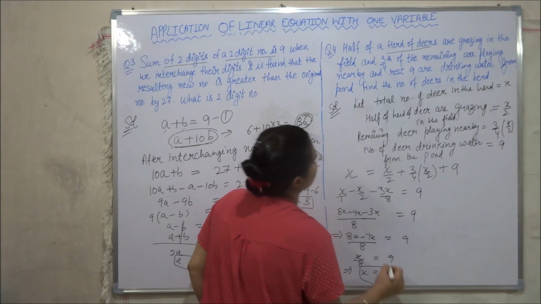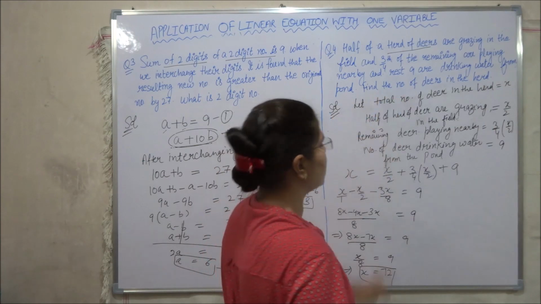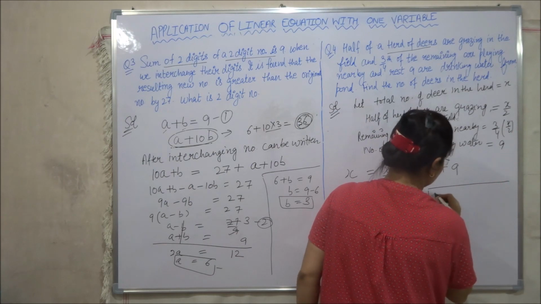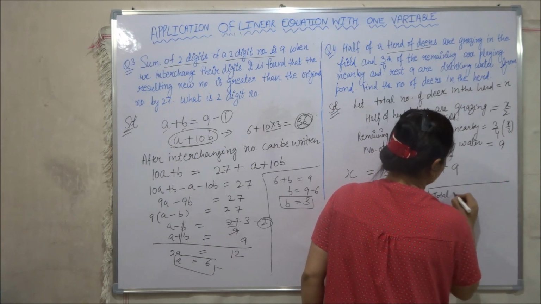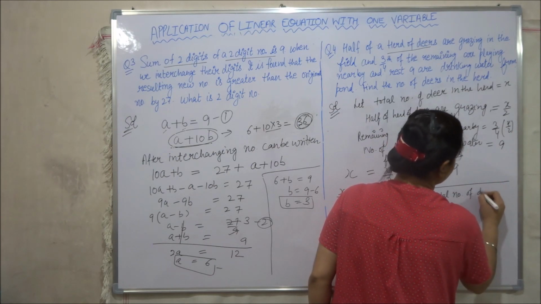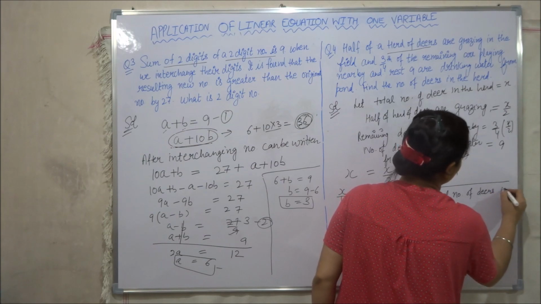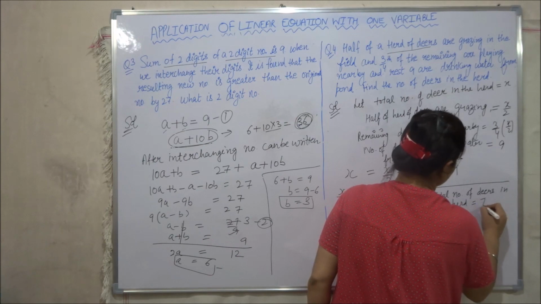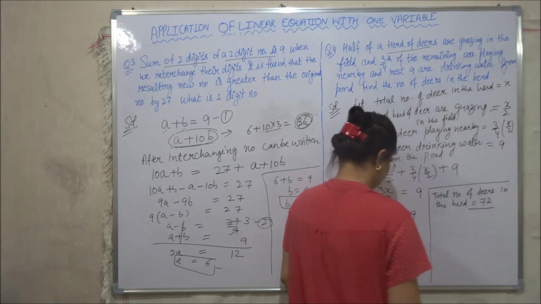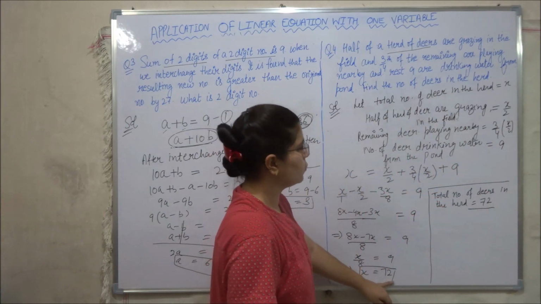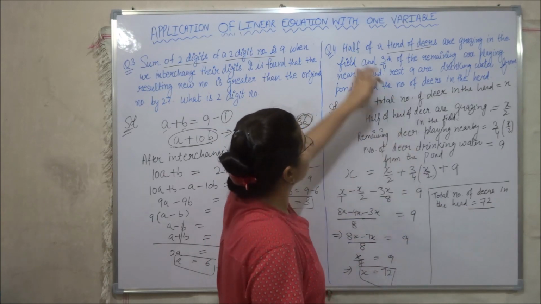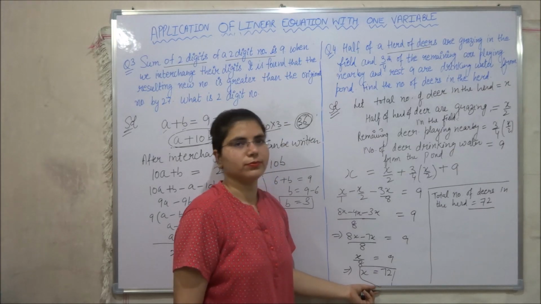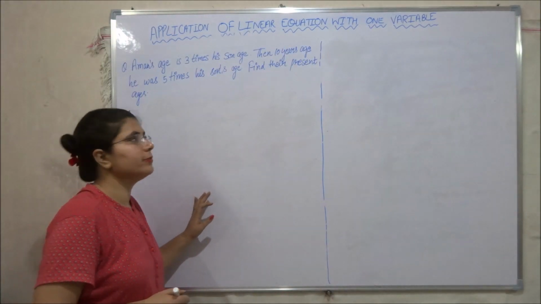So we have to find the number of deers in the herd. Number of deer in the herd is 72. So there are total 72 deers in the herd of deers. So hence we solved the question. Now let's do the next question.